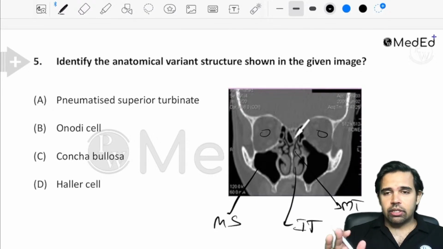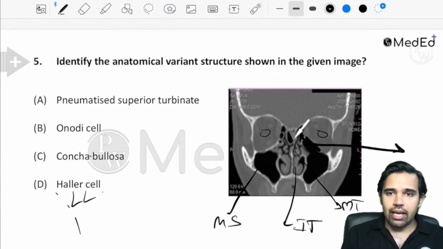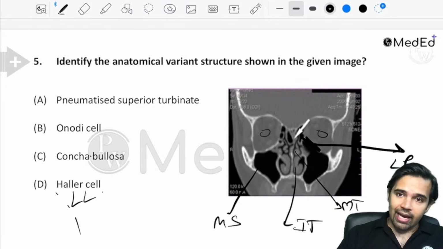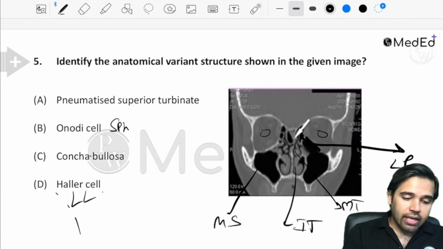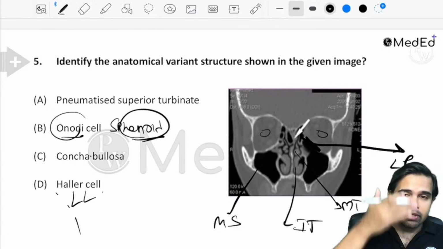Now let us look at the other options. Haller cell: the arrow is not pointing towards the location of the Haller cell. How I remember Haller is, Haller has two L's, and that L is how I remember it points to the lamina papyracea, which is this area over here. If something is near the lamina papyracea, there are chances of it being a Haller cell. Onodi sounds like sphenoid. Sounds very similar. So this is usually in the sphenoidal area.